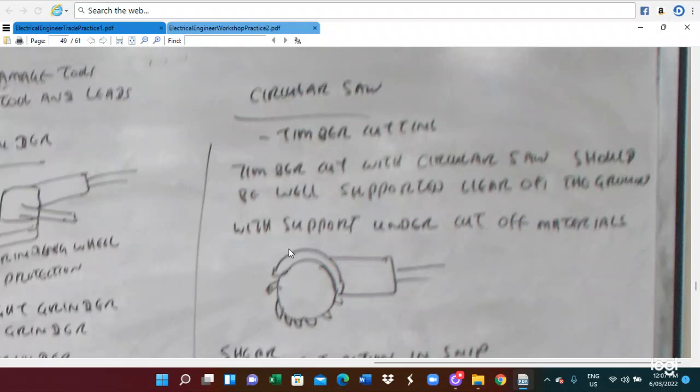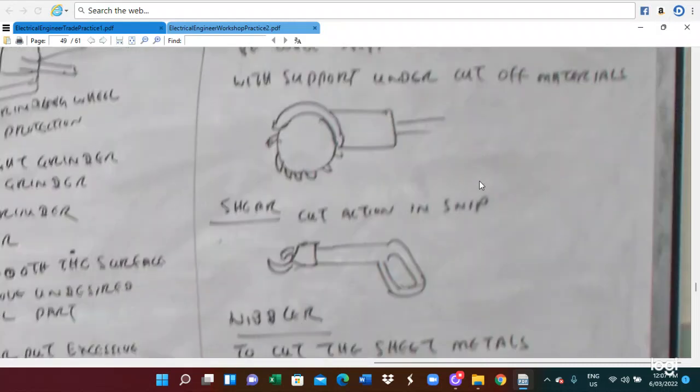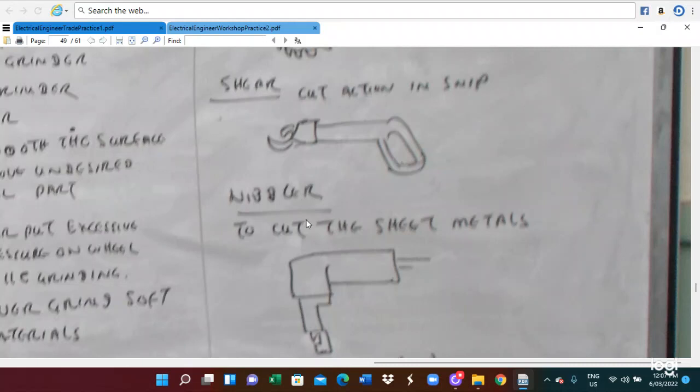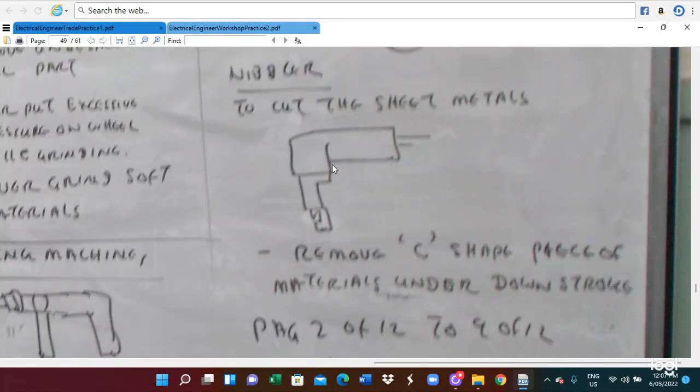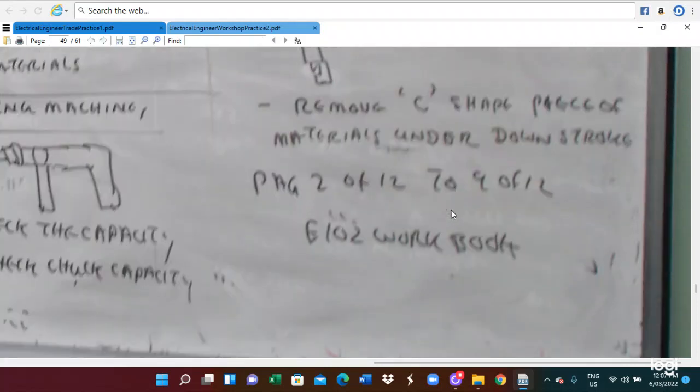They must see that the workpieces are supported. We have to support the circular saw on the line of the cut, with support under the cut of the material. So here is the shearing machine, shearing gun. This is also used to cut sheet metal. The nibbler function removes a C-shaped piece of the material, so we have to utilize this for cutting the C-shaped piece of the material.